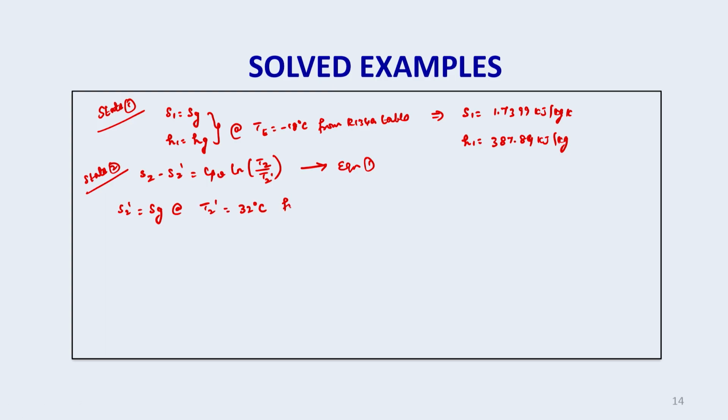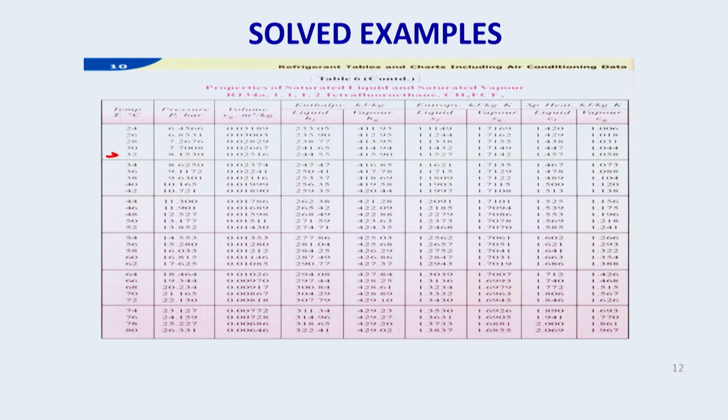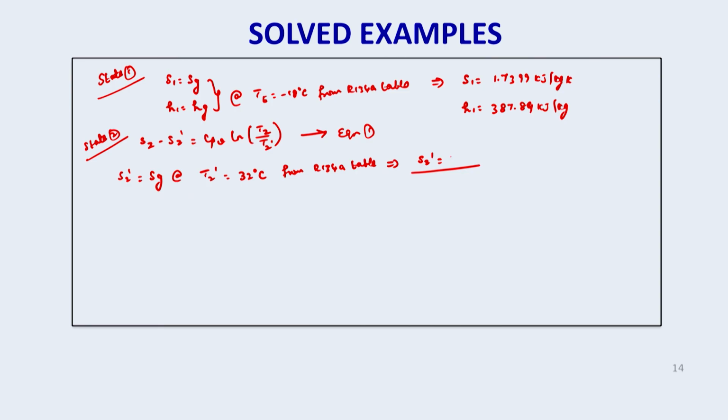From R134A, if you look at the value at 32, the vapor entropy is 1.7142 kilojoule per kg Kelvin. So S2 dash is equal to 1.7142 kilojoule per kg Kelvin.